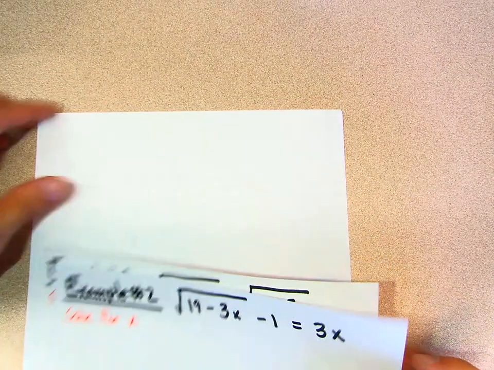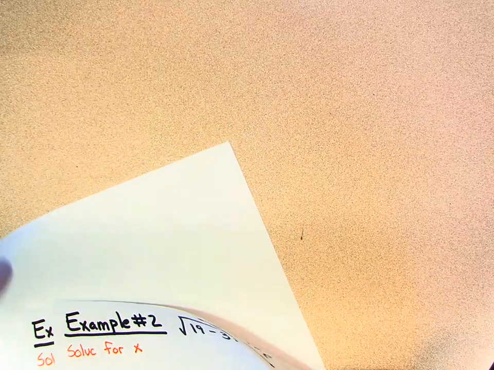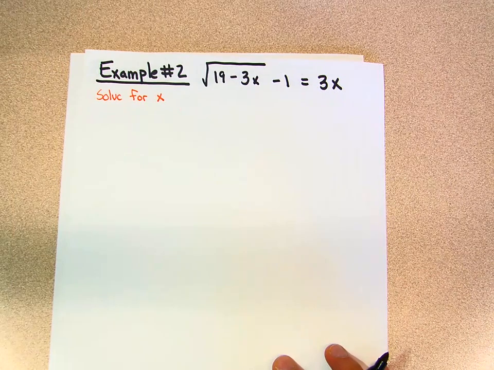And this is example number, where is example 4? I had an example 4. There is another example, but let's see, where did I put it? Let me pause the video real quick.